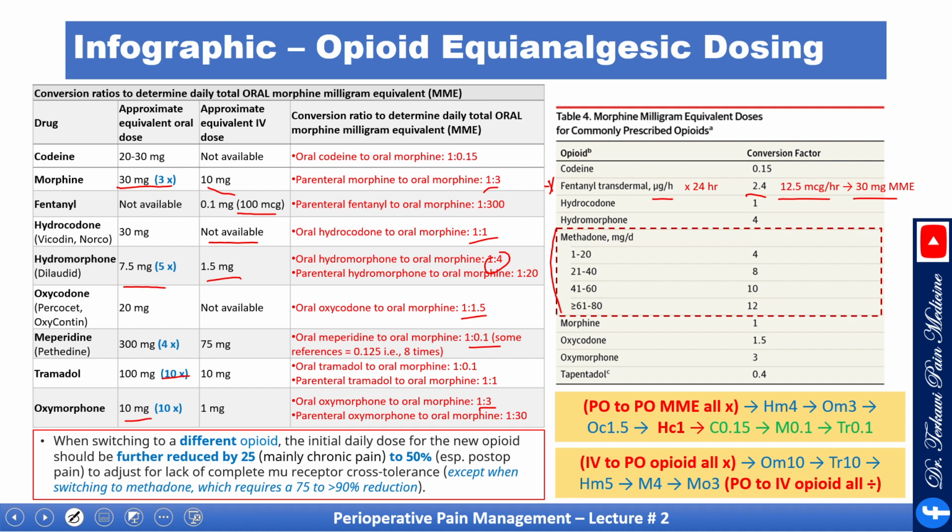When switching to different opioids, the initial daily dose for a new opioid should be further reduced by 25% if we're talking about chronic pain here. In post-operative setting, I would usually go with 50%. So we'll go over the examples here in a minute, but if you are doing any calculation and it's acute post-operative pain, still drop it down by 50.